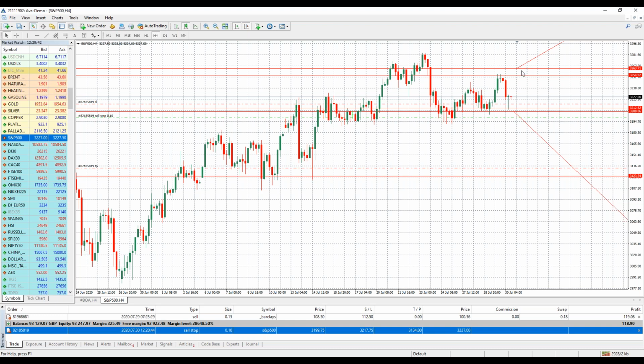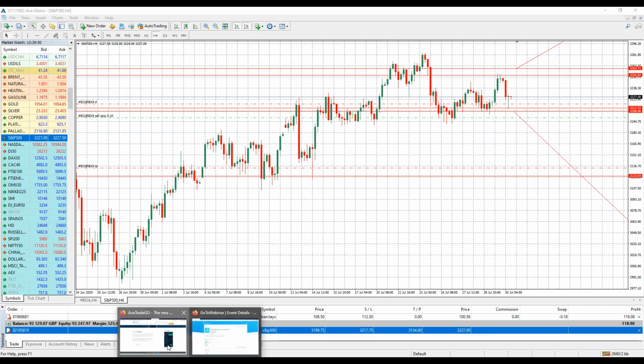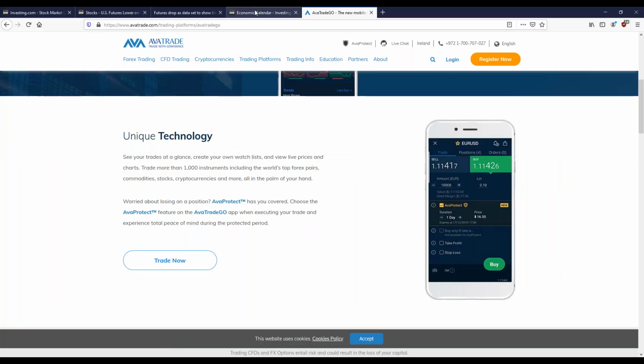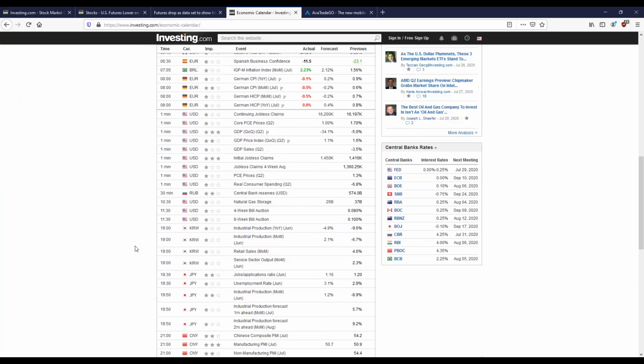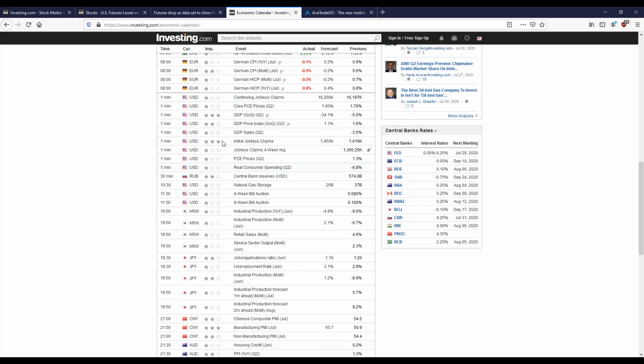Okay, so this is the setup then before the announcements come in for all of our indices. Let's go look at the announcements. The announcement's about to come in. So let's go to the calendar. We see 1 minute. Here come jobless claims, GDP numbers. This should shake the market a bit right now. Let's see what comes in.